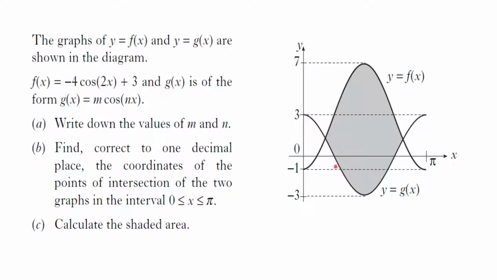So up to pi, it has one complete cycle. Therefore, up to 360, pi equals 180. Therefore, up to 360, it will have two complete cycles. So therefore, the value of n is actually 2 and the value of m is actually 3.